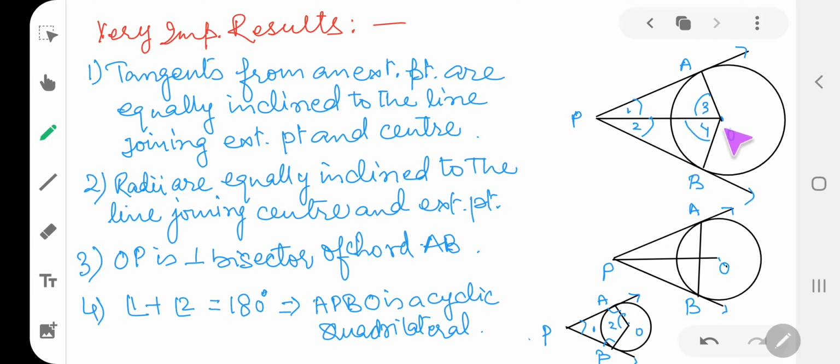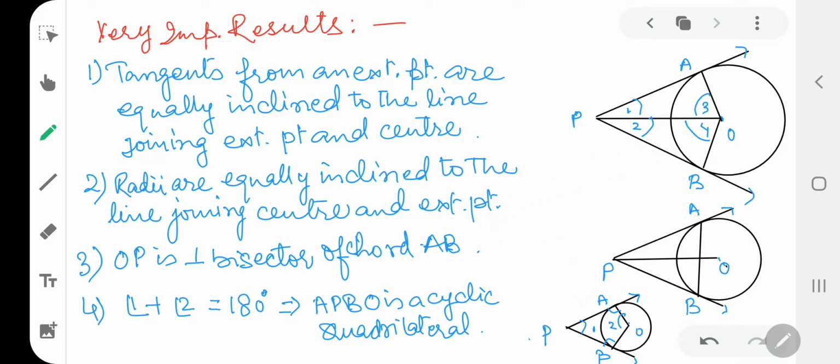Similarly, if the triangles are congruent, we can say angle 3 and angle 4 are also equal, and if angle 3 and angle 4 are equal, we can say these radii are also equally inclined to the line joining the center and the exterior point.